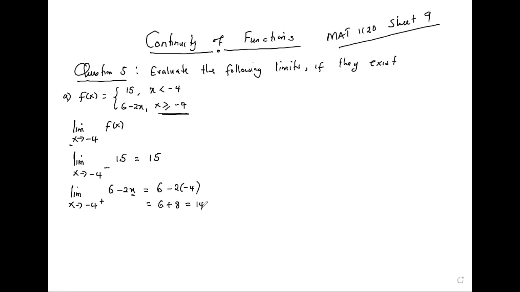Well, for this limit to exist, we require that the side limits, this 15 was supposed to be equal to 14. Now that these two numbers are not equal, then the limit as x goes to -4 of the function f does not exist. If you have solved this, you have already shown why you are saying that: the two side limits are not equal.